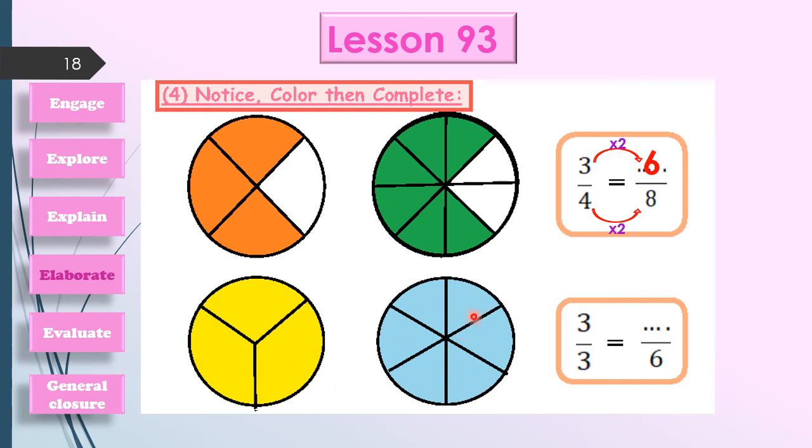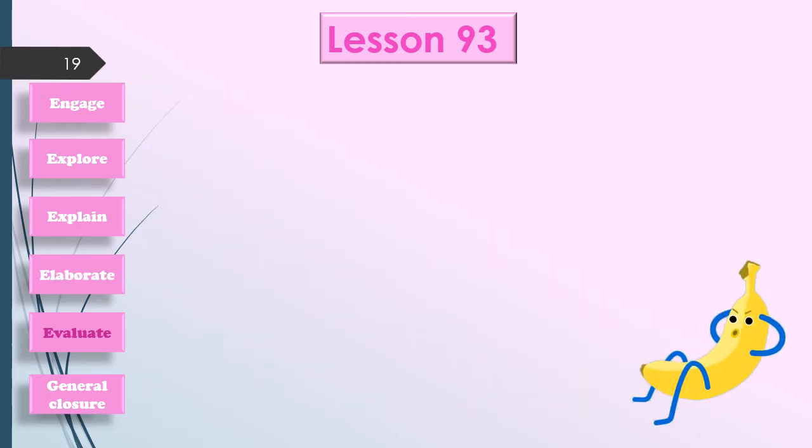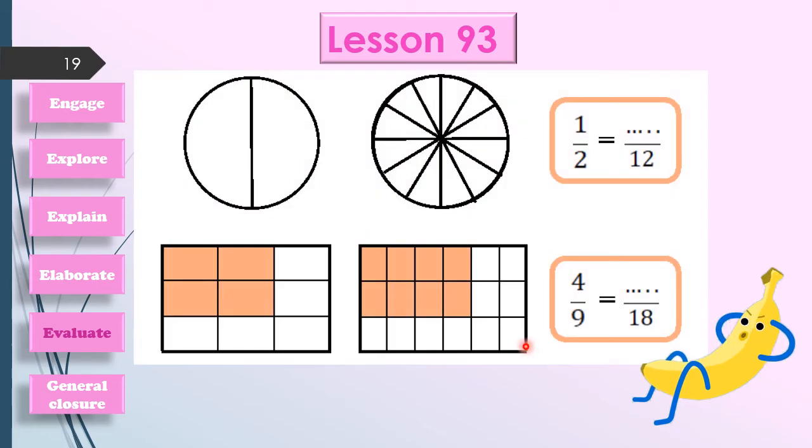Then let's count how many sixths I colored. 1, 2, 3, 4, 5, 6. 6 sixths. Then 3/3 equals 6 sixths. Mathematically, ask yourself, 3 by what equals 6? Yes, it will be 2. Then 3 by 2 equals 6. As I do down, I will do up. 3 by 2 equals 6. Then 3/3 equals 6 sixths equals 1 whole. Good job. Let's go evaluate our work here.